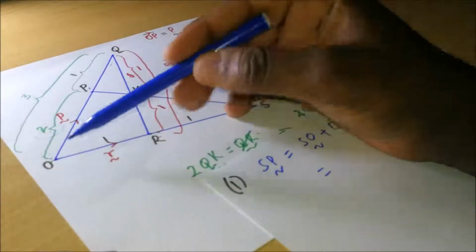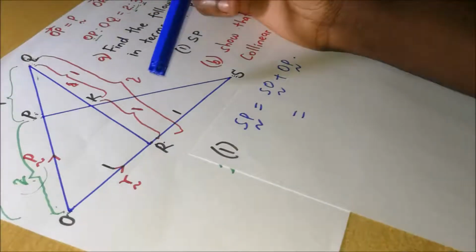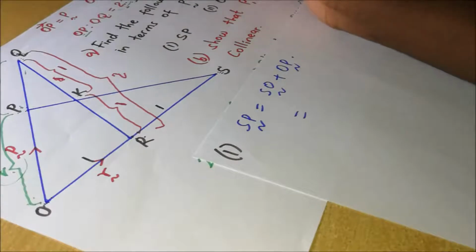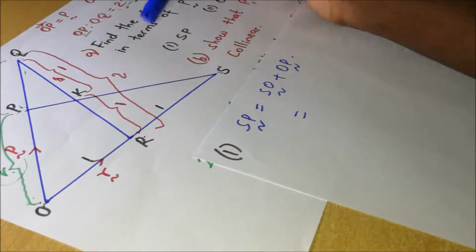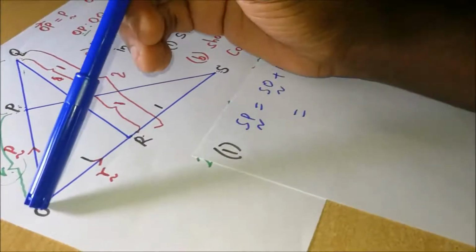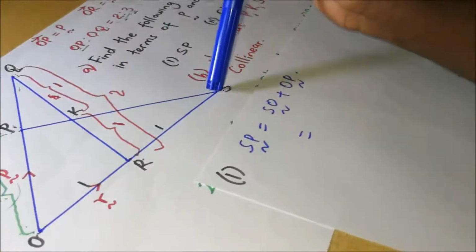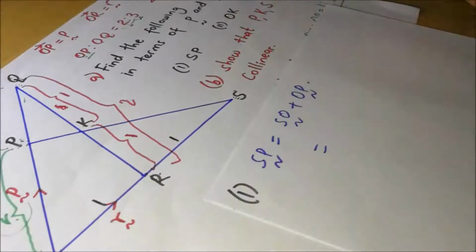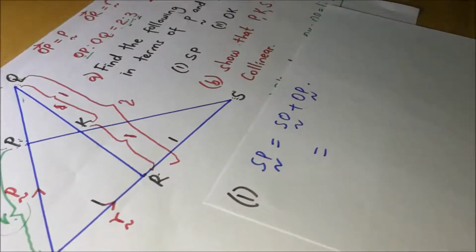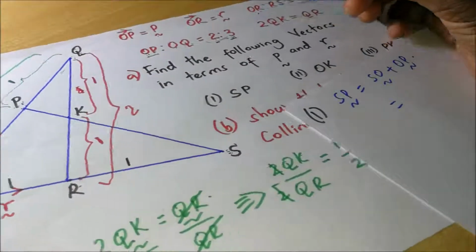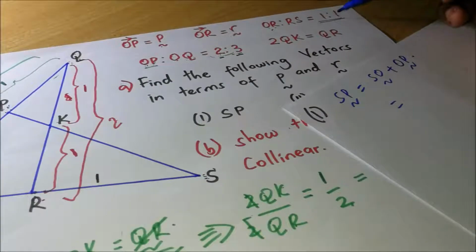For me to move from S to O, you realize that according to our question, OR is vector R. However, this R only stops from O to R. It does not stretch up to here. But we also need to put our answers in terms of P and R. Let's look at our question closely. We were told that OR to RS has a ratio of 1 to 1.